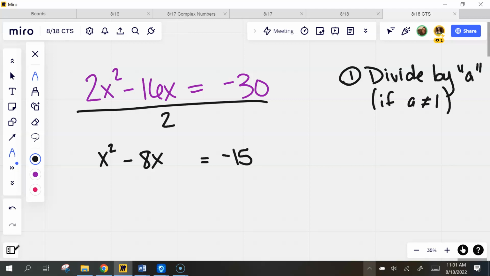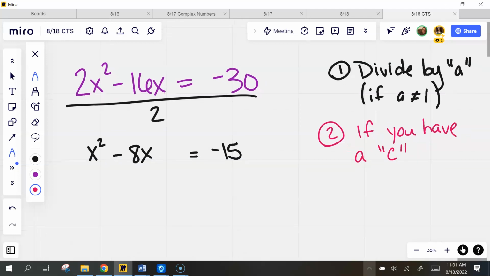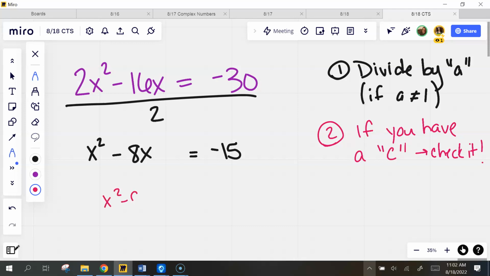Negative 15. Okay. This one is set up a little bit differently. If you have a C, check it. All right. So if this were on this side, maybe it looked like this. I would need to check it. I'm checking to see if that's a good C or a bad C.